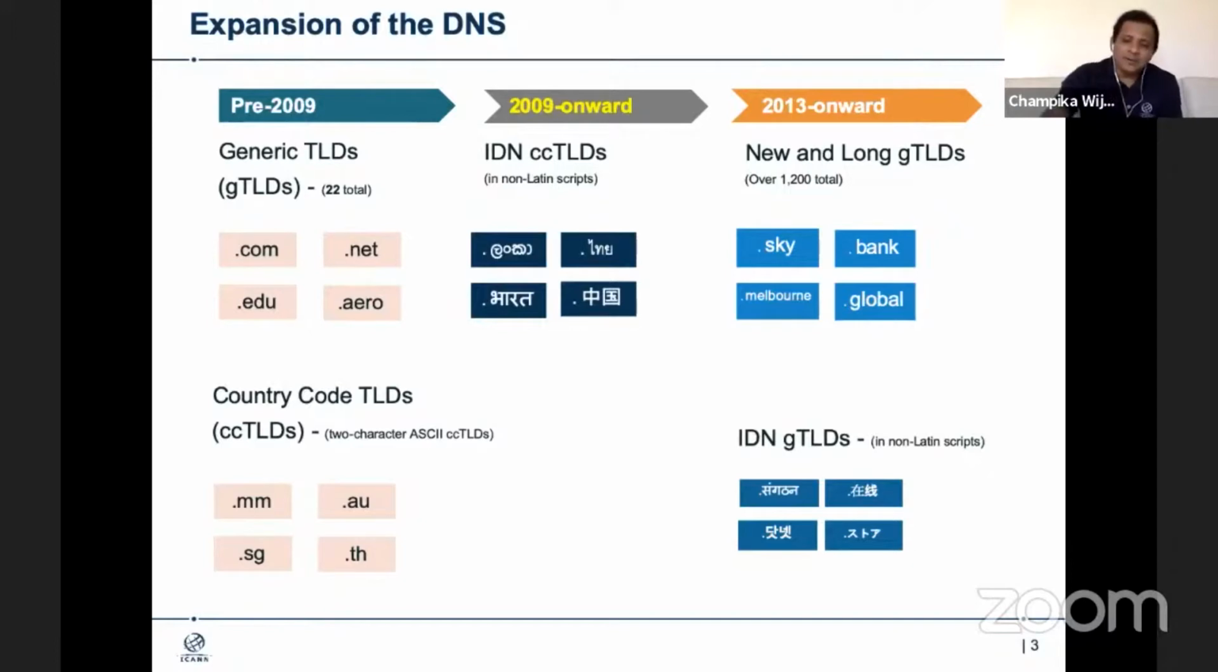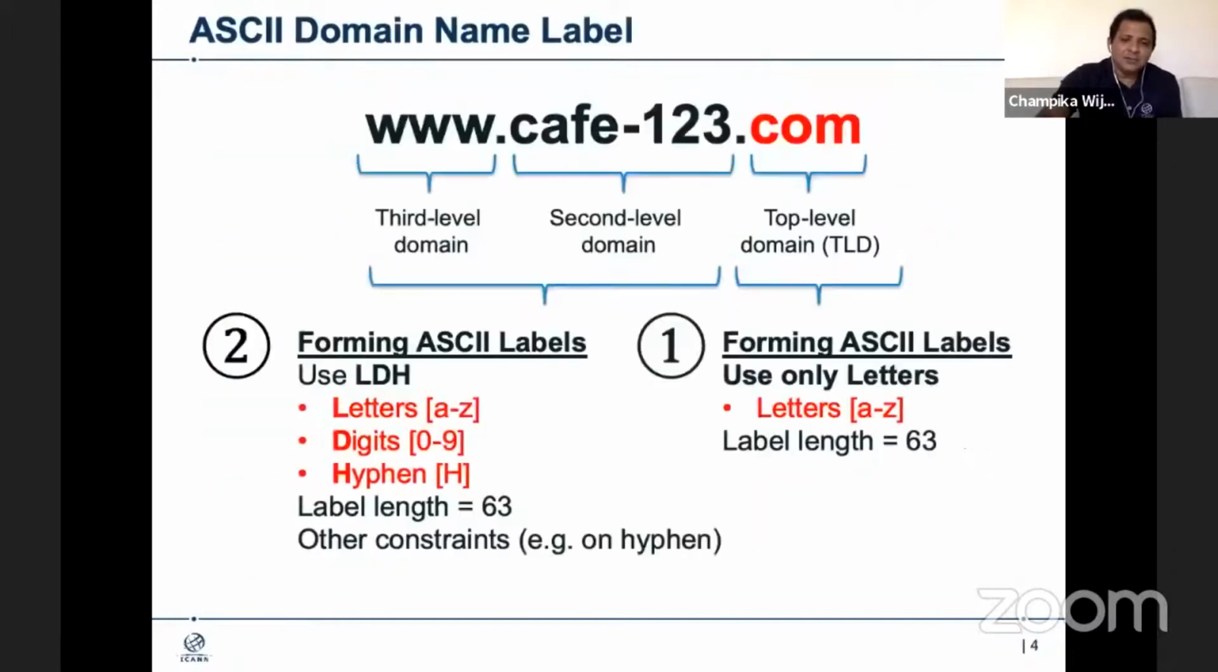So this is the whole discussion that we are going to focus on. Now, before we really get into more details, let's zoom into a domain name. So this is an example domain that you can see, www.cafe-123.com.